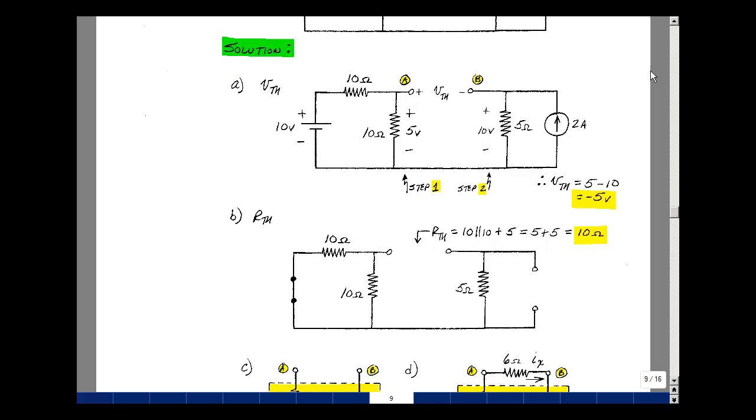I set all the independent sources equal to 0. That's a short for a voltage source and an open for a current source. I have 10 in parallel with 10, sharing the same two nodes here. And that's just 5 ohms, and then all that's in series with 5 ohms, so I get 10 ohms.